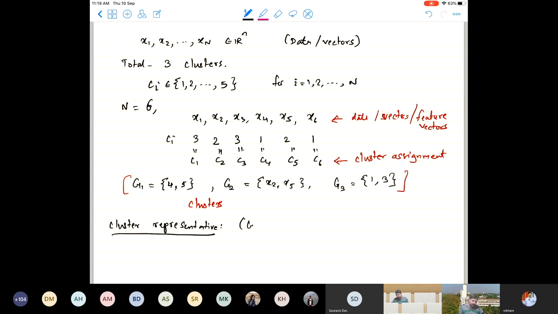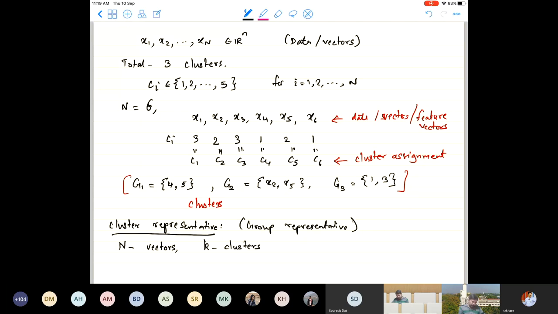So this cluster representative or group representative is a vector. That is something that I will define. So suppose there are n vectors, k number of clusters. There is a reason why I am taking k as the number of clusters. It will become a little clear.